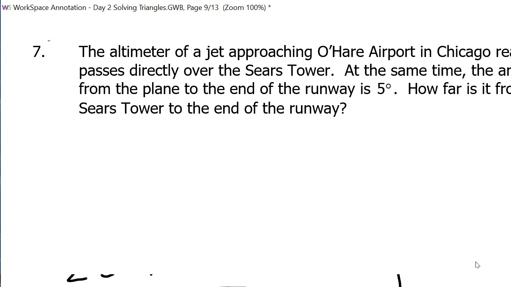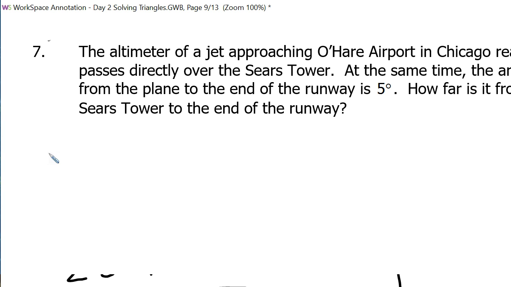Number 7. The altimeter of a jet approaching O'Hare Airport in Chicago reads 5,900 feet as it passes directly over the Sears Tower. At the same time, the angle of depression from the plane to the end of the runway is 5 degrees. How far is it from the base of the Sears Tower to the end of the runway?